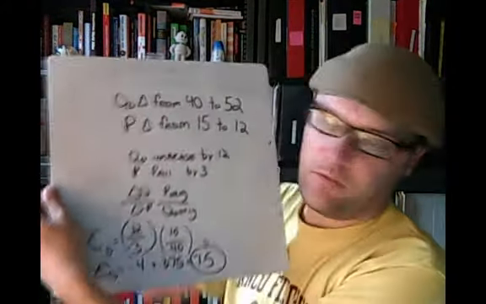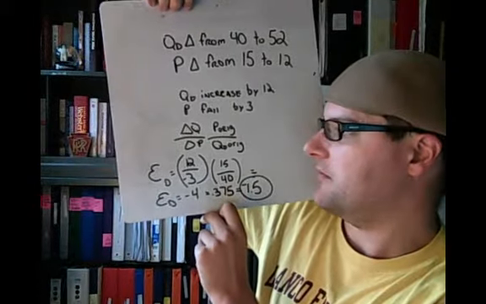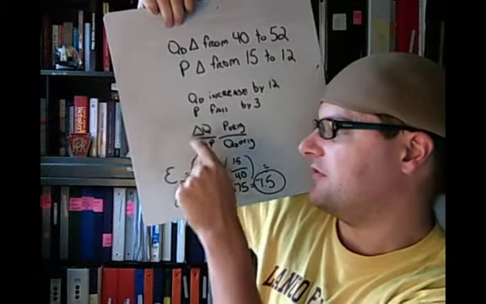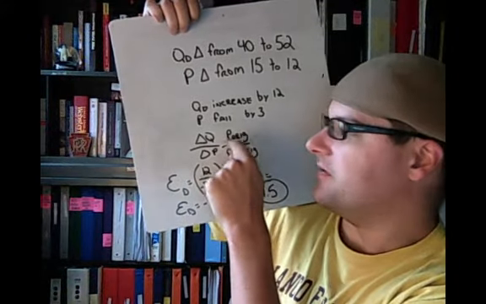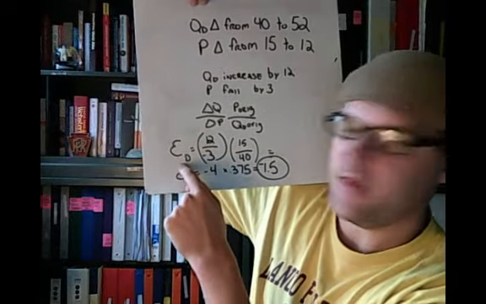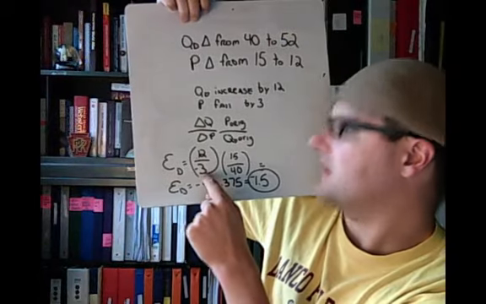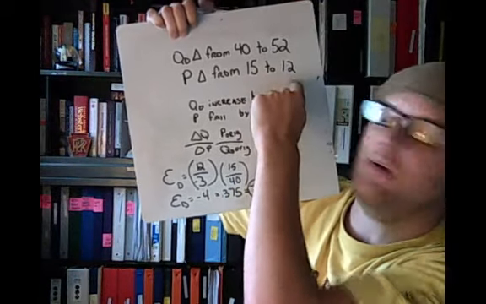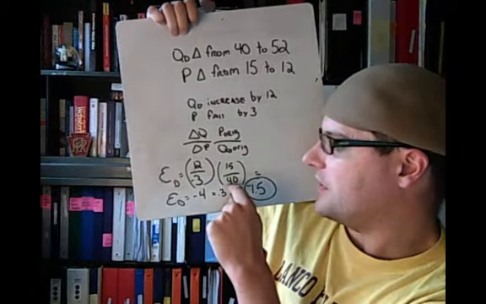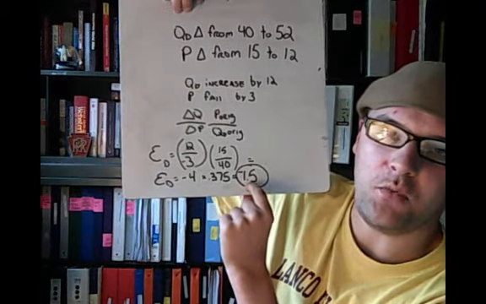Okay, so what you can see here is that I've decided to do my percentage changes with the equation of delta Q over delta P, times P over Q, with this being the original price, this being the original quantity. So in my elasticity of demand equation, I have 12, which would be the change from 40 to 52, over -3, being the fall from 15 to 12, times the original price, which was 15, over the original quantity being 40, with my elasticity of demand equaling -1.5.